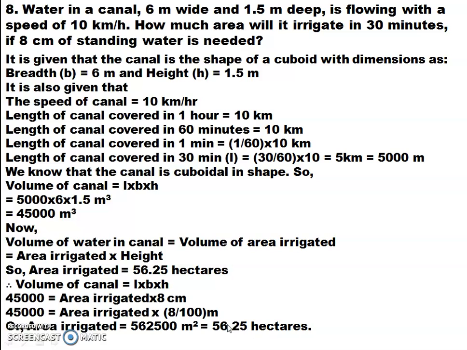That is 5,62,500 meter square. How will you convert meter square to hectares? Divide by 10,000. So 5,62,500 meter square is equal to 56.25 hectares.